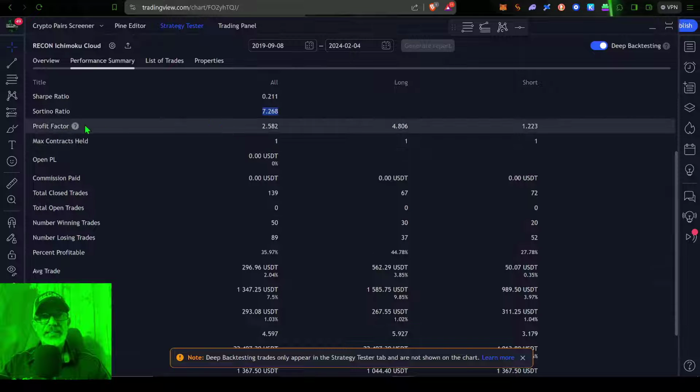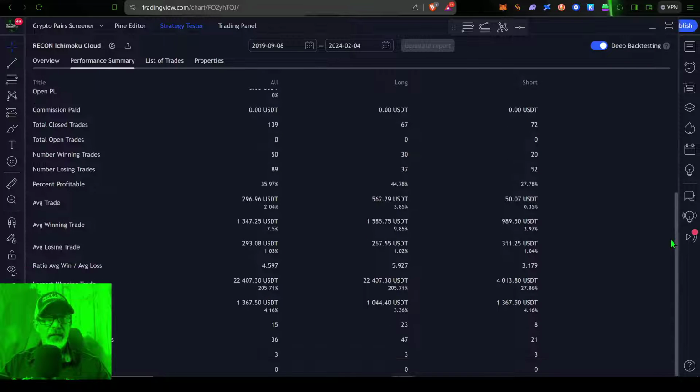But more importantly to me is the profit factor. And that profit factor I like to see above 2. And in this case, we're definitely above 2. And on the long side, actually, that profit factor is almost 5. And on the short side, it's a lot lower. It's at 1.2, but it's still above that 1, so it's acceptable.